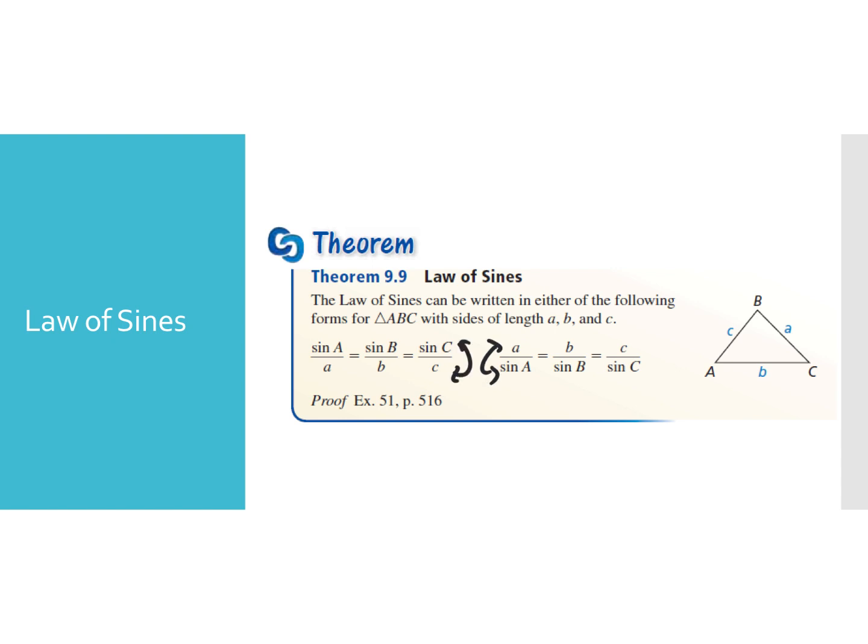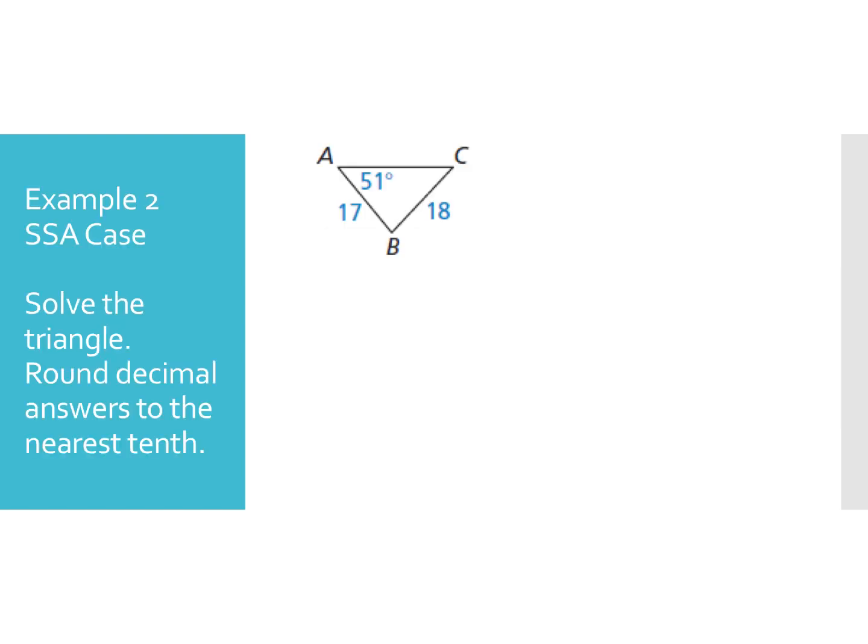The key part here is that if you put sine A, you have to put length A. Sine B, length B, sine C, length C. And same for here. It's always going to be a proportion, and they're always going to match the side to the angle. That is the key part for this rule.